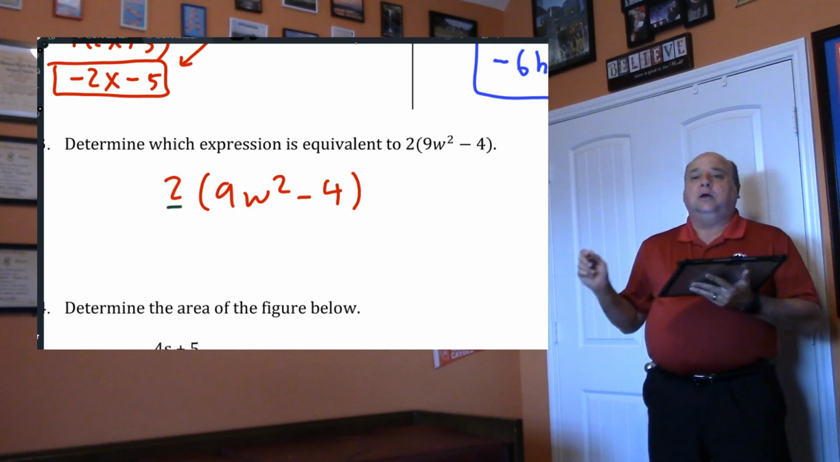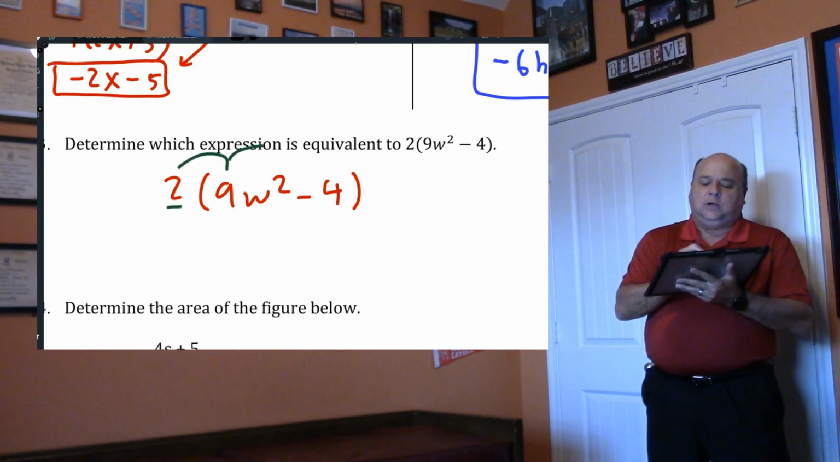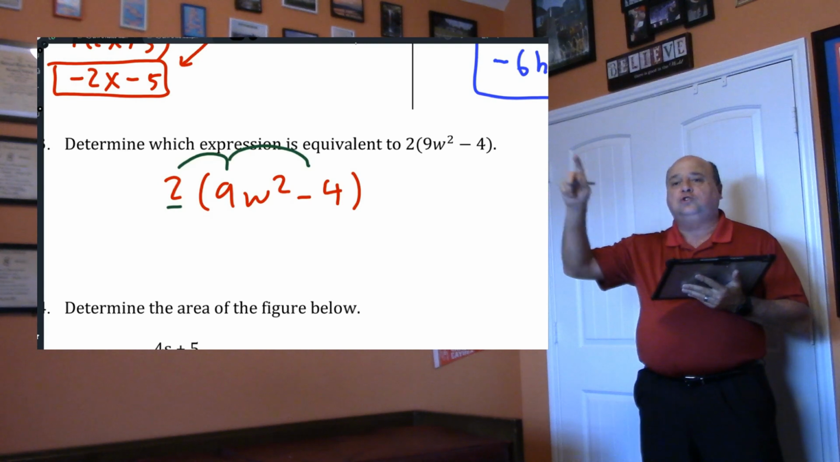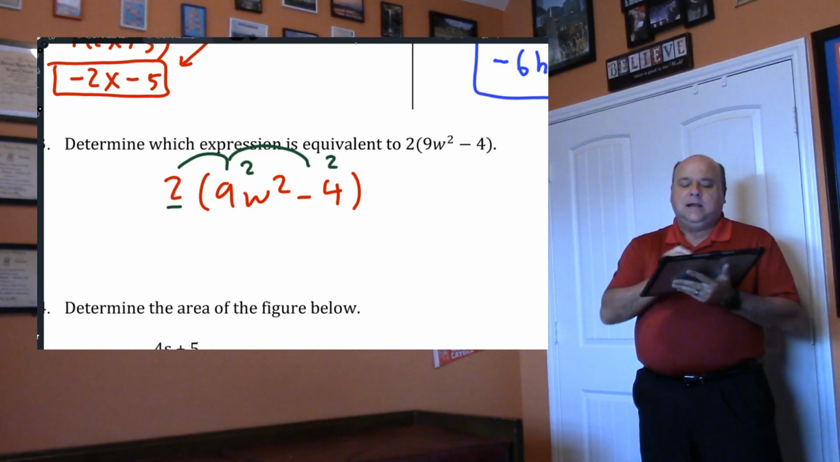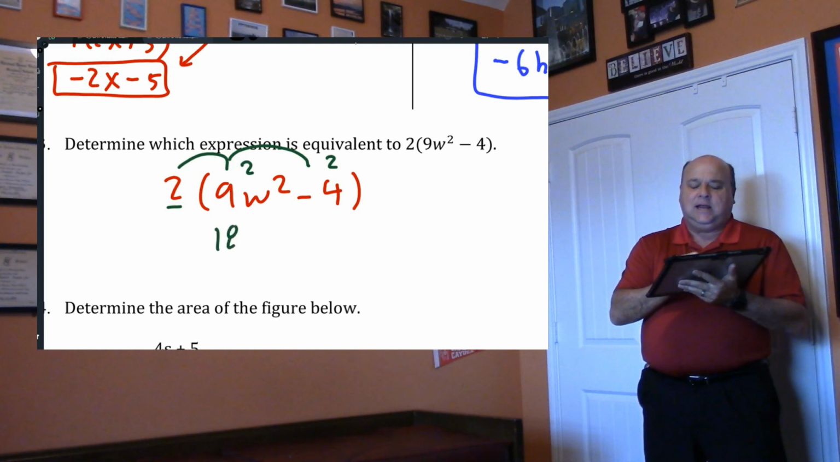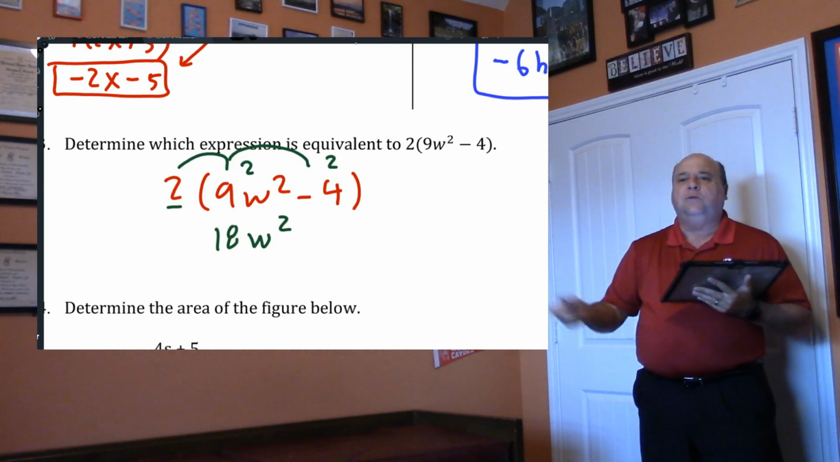This would be my Bluebell truck, wouldn't it? So I'm going to take my Bluebell truck and I'm going to drive it. There's only 2 stores inside the parentheses. We're going to Bluebell truck 2. Now then, 2 times 9 is 18. My letter is W. My exponent is 2, and I'm done with that term.